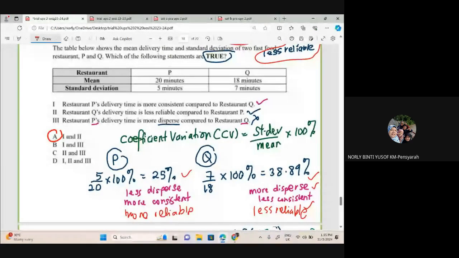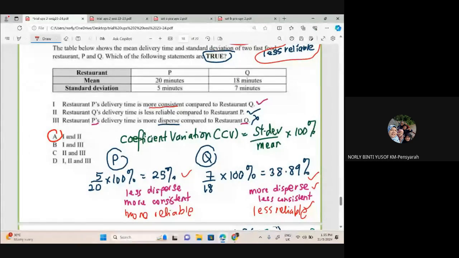So daripada konsep tu kita pilihlah pilihan jawapan untuk 1 dengan 2 dan 3 Roman. So dia cakap restoran P lagi konsisten daripada Q, betul? P lagi konsisten daripada Q sebab dia kurang dispersed kan? Sebab dia kurang dia punya CV turun, maksudnya not higher lah. But higher CV is restoran Q.